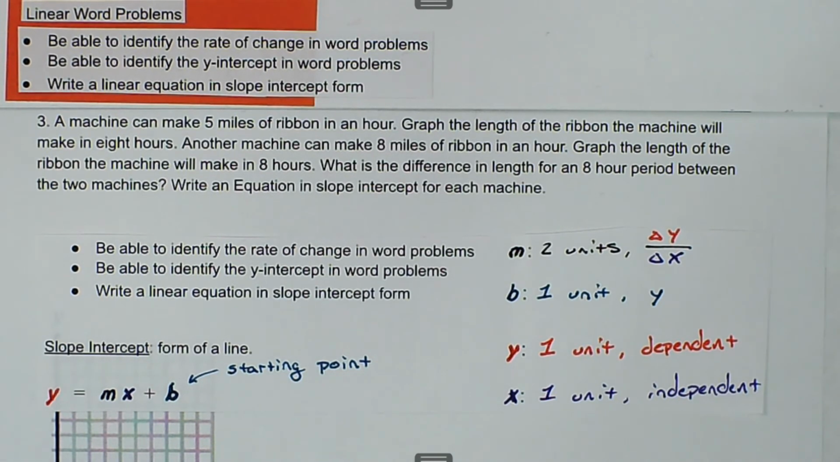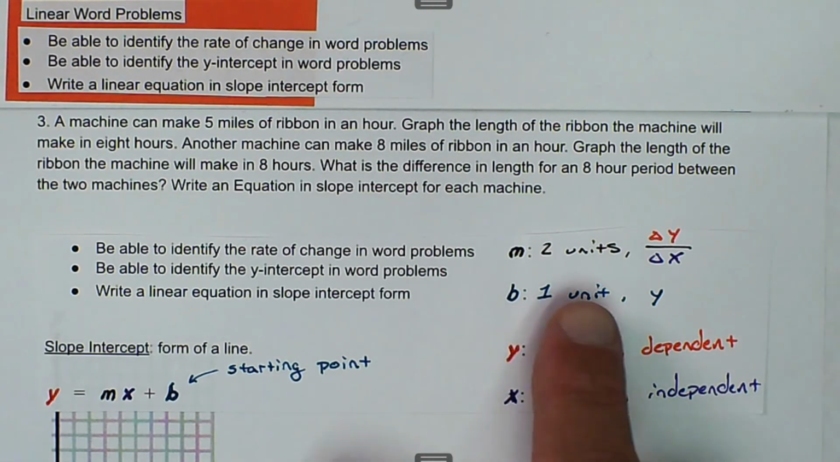So here we have question 3, and it says, a machine can make 5 miles of ribbon in an hour. Graph the length of the ribbon the machine will make in 8 hours. Another machine can make 8 miles of ribbon in 1 hour. Graph the length of the ribbon the machine will make in 8 hours. What is the difference in length for an 8-hour period between the two machines? Write an equation in slope-intercept form for each machine.